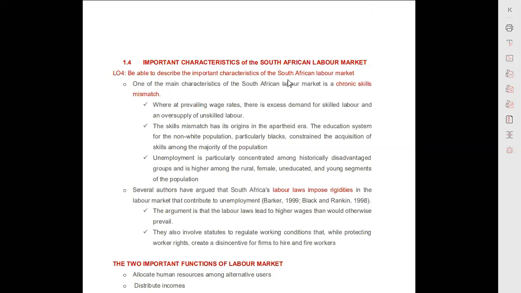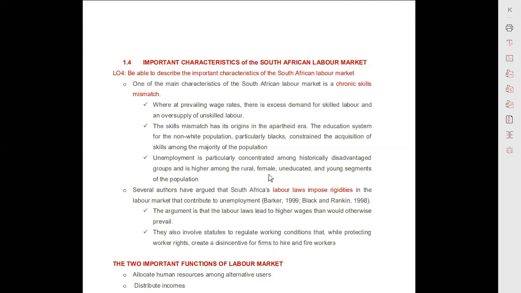Okay, so unemployment is particularly concentrated among historically disadvantaged groups and is higher among rural people, higher among females, and higher among the uneducated and young segments of the population.